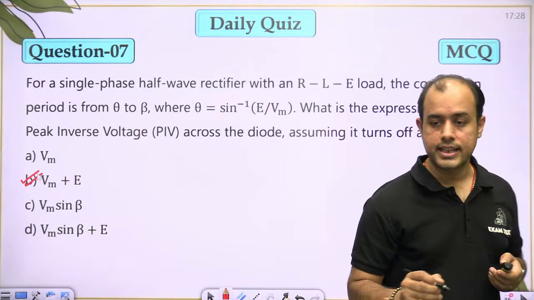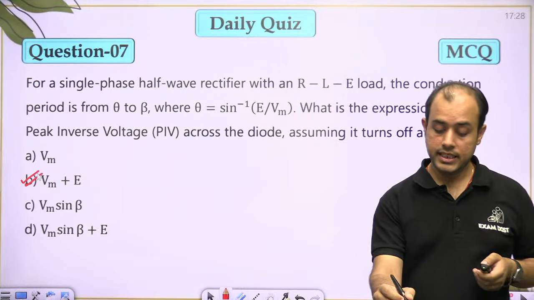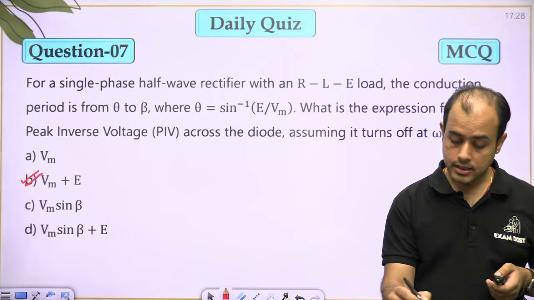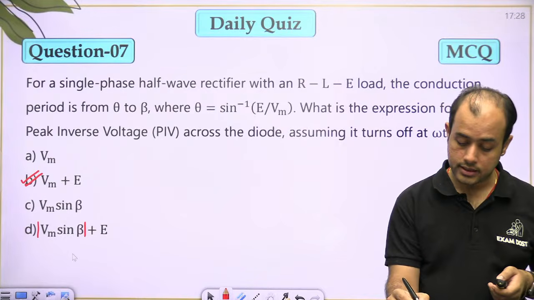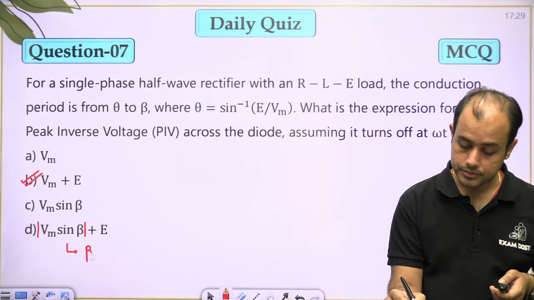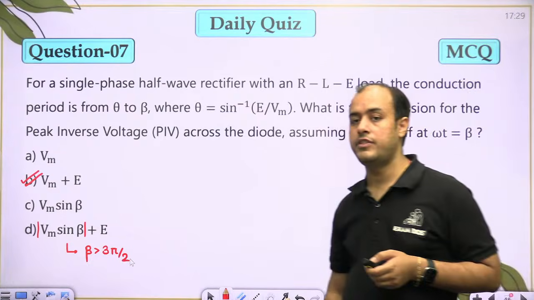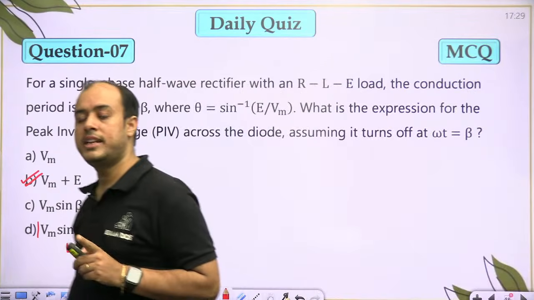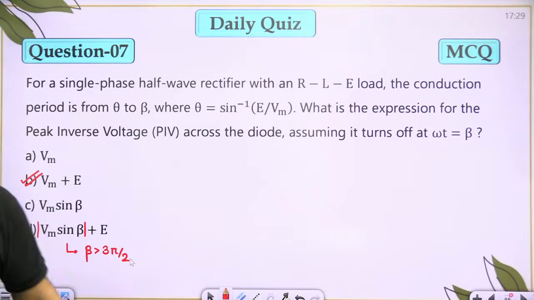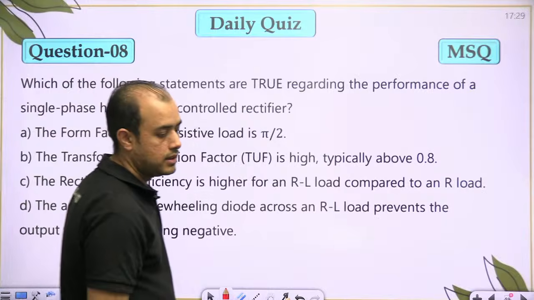In general, it is taken as Vm plus E. ये वाला कब लेना है? इसमें भी ना मॉड लगाओगे तब ले सकते हो. But if nothing is mentioned, you just write Vm plus E. अगर कुछ भी नहीं दिया तो आप सिर्फ लिखिए Vm प्लस ई, एज्यूमिंग बीटा इज लेस देन 270.